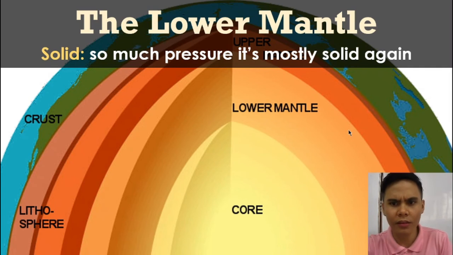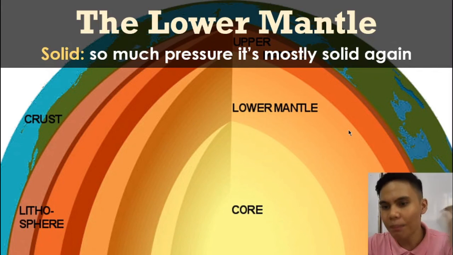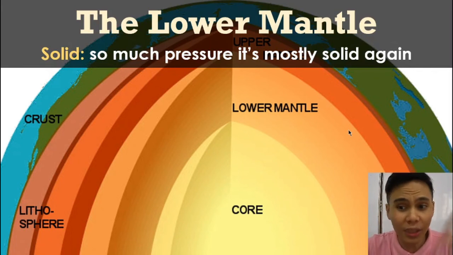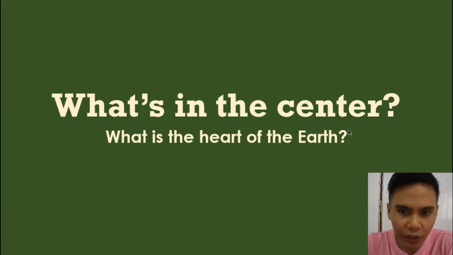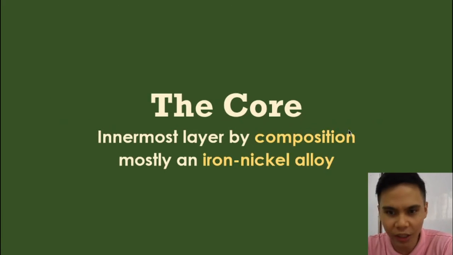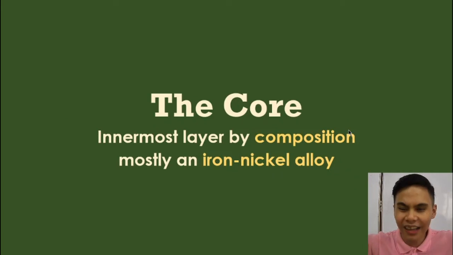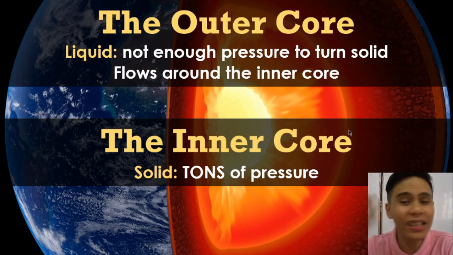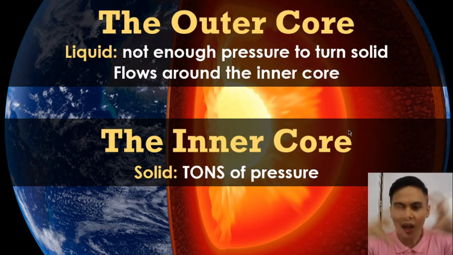Take note of that. Under that, there's the lower mantle, which is solid. So it's not plastic, it's just straight up rigid, solid. There's so much pressure, it's mostly rigid, solid again. In the center of the Earth, or the heart of the Earth, we have the core. It's the innermost layer by composition. It's mostly iron and nickel forming an alloy. So it's so mixed together, it's an alloy now. The outer core is liquid because there's not enough pressure to make it solid. The inner core has tons of pressure, so it's solid now.